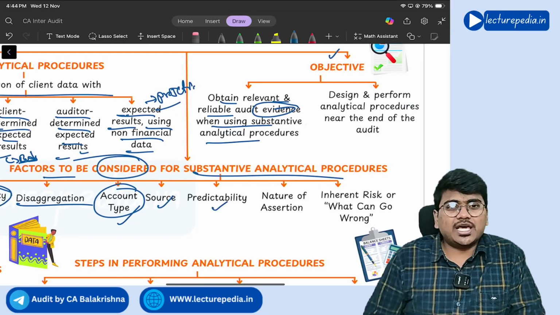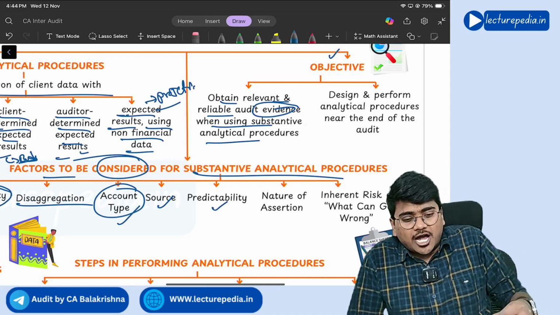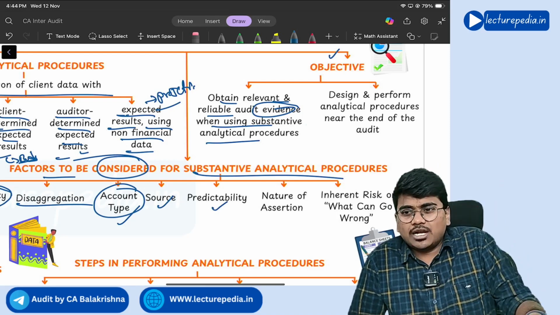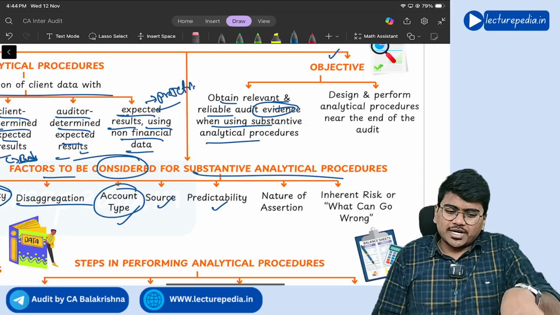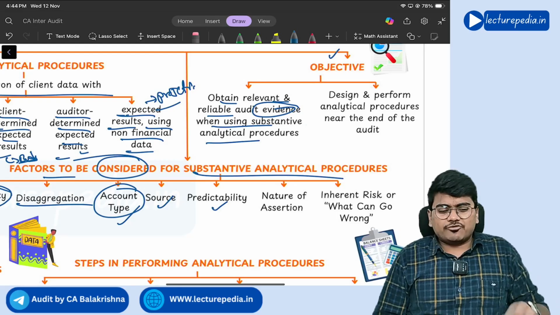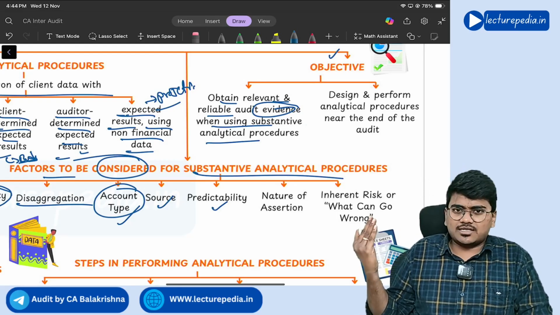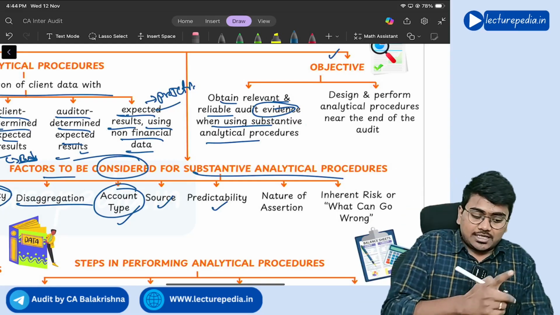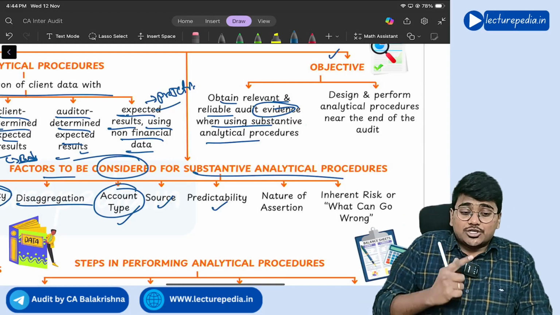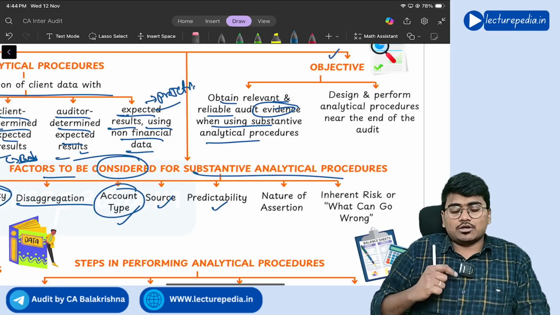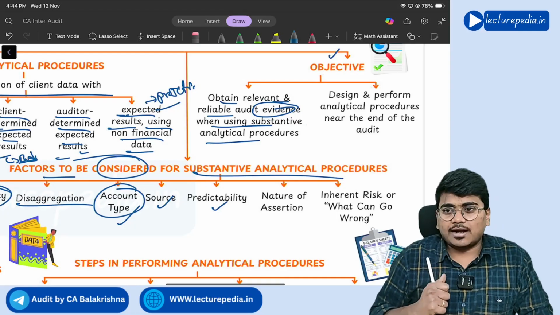Next, there should be predictability. So only if the amount can be predicted, you can perform analytical procedure. If you can't predict the amount, you cannot perform an analytical procedure. Got it? Take the example of sales trend or salaries expenditure: you should be able to predict the amount. If you are not able to predict the amount, you cannot perform an analytical procedure.